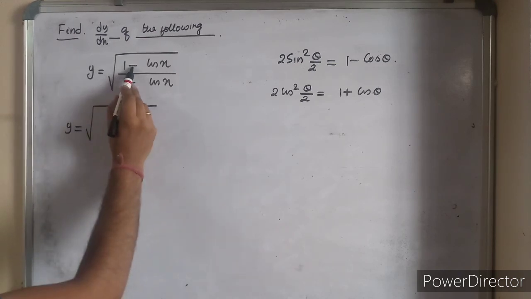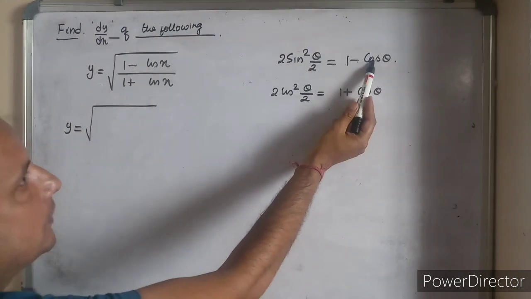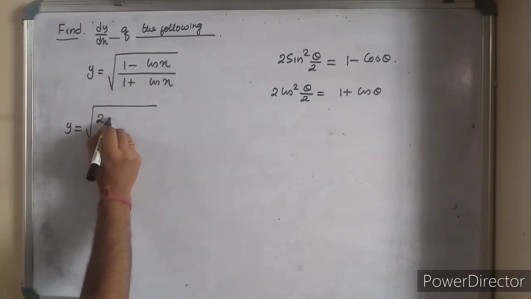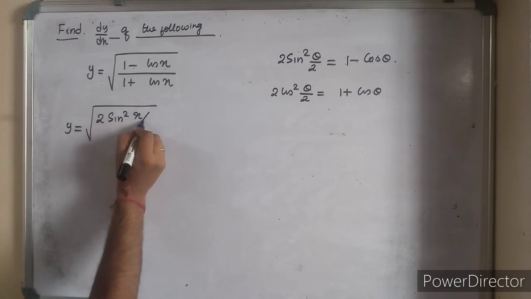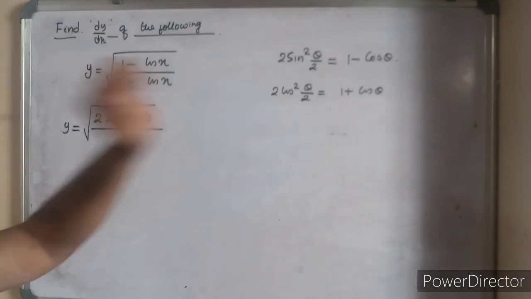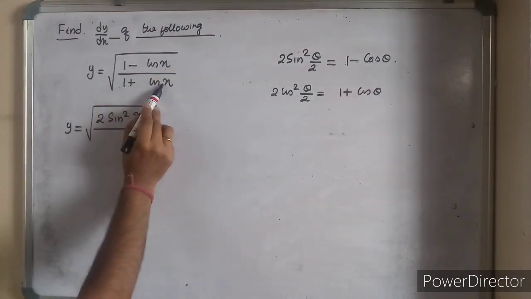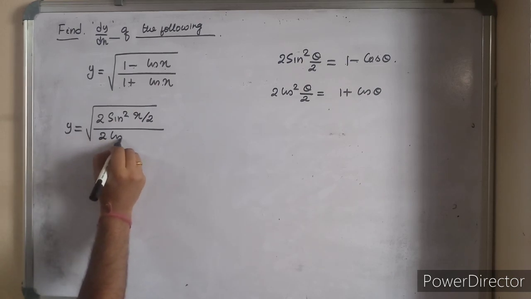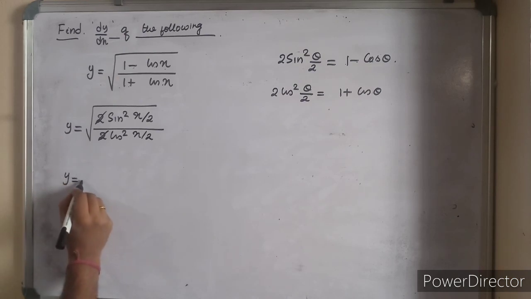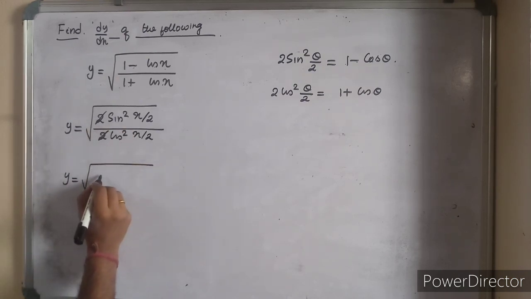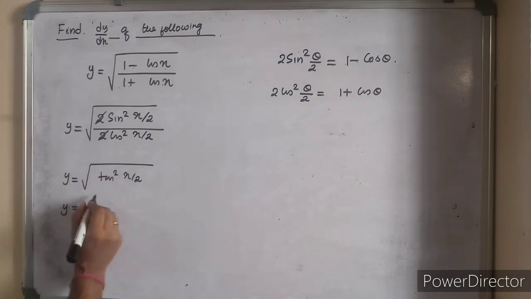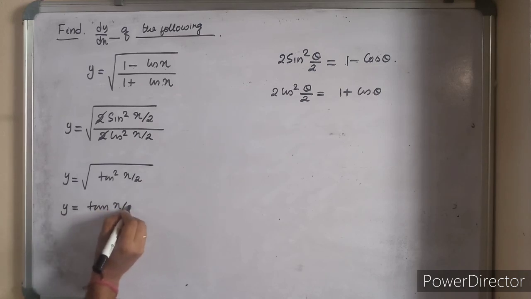Under root 1 minus cos x, it is in terms of this 1 minus cos theta. Theta is x over here, then we can write 2 sine square x by 2. Similarly, 1 plus cos theta is 2 cos square theta by 2, so 1 plus cos x is 2 cos square x by 2. That cancels. Now y is equal to under root sine square over cos square, which is tan square x by 2. The root and square get cancelled, it is tan x by 2.